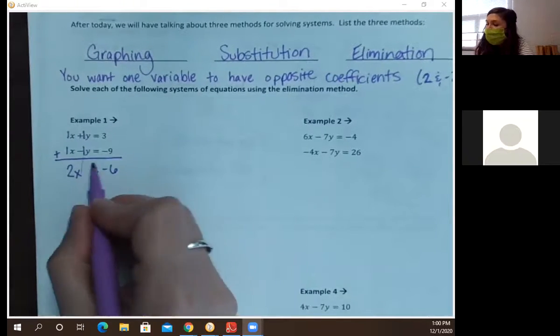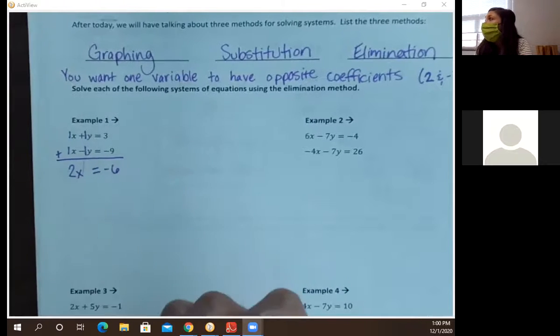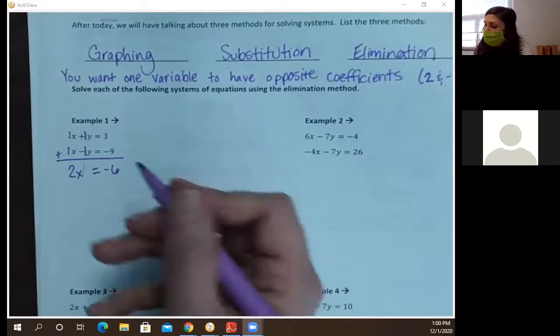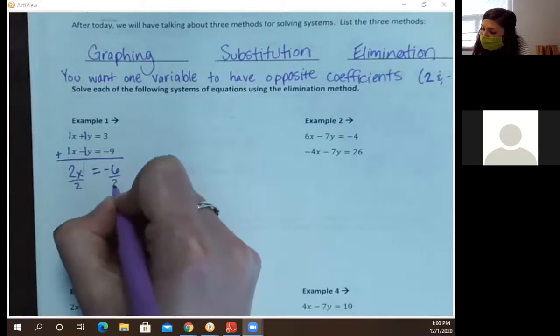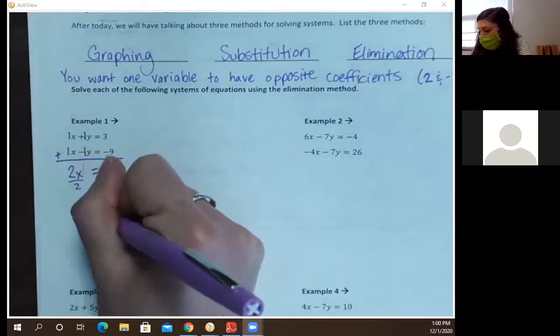Now what I'm left with is an equation with only one variable that is going to take me just one step to solve. So I'm going to go ahead and divide both sides by 2 to get x by itself. And we find x to be -3.